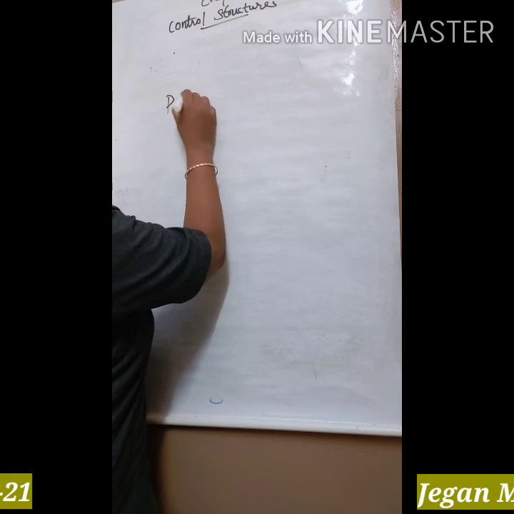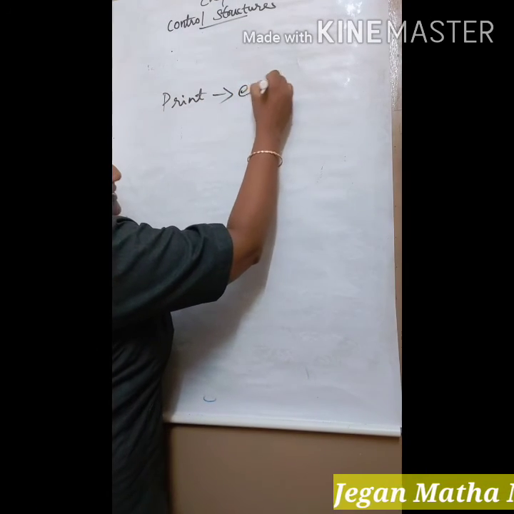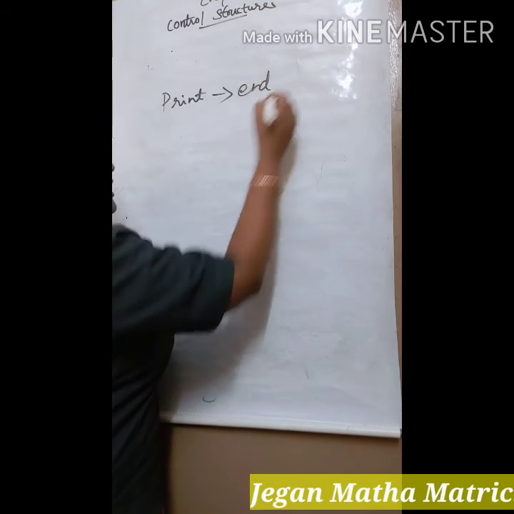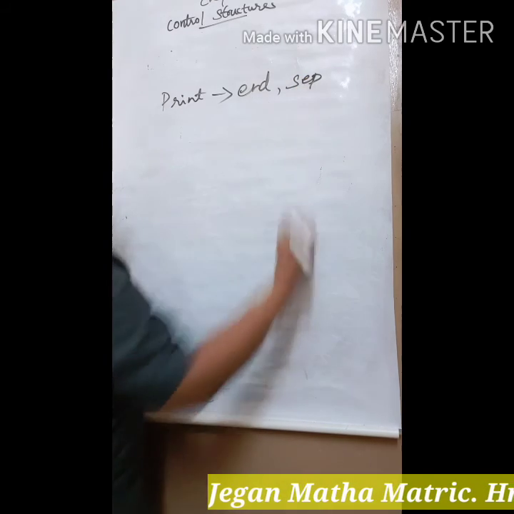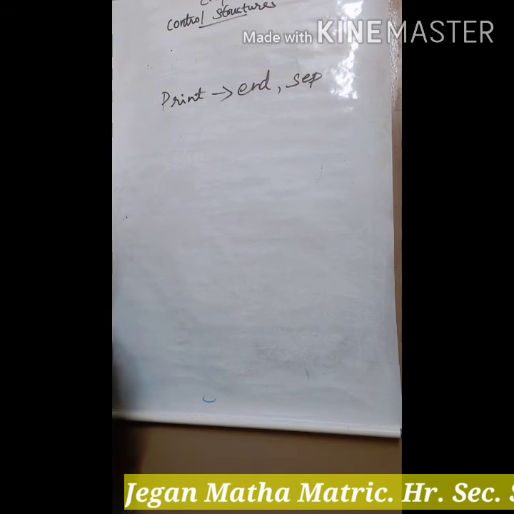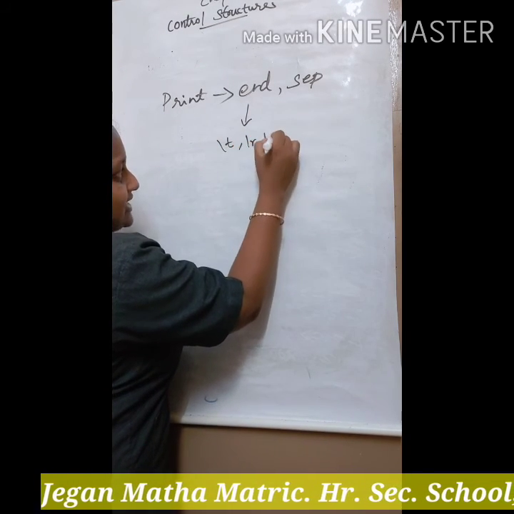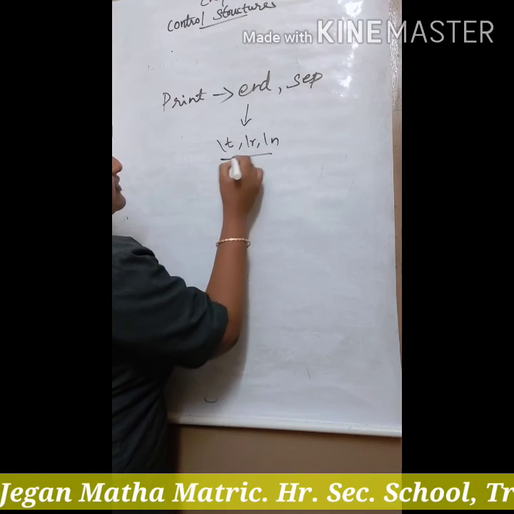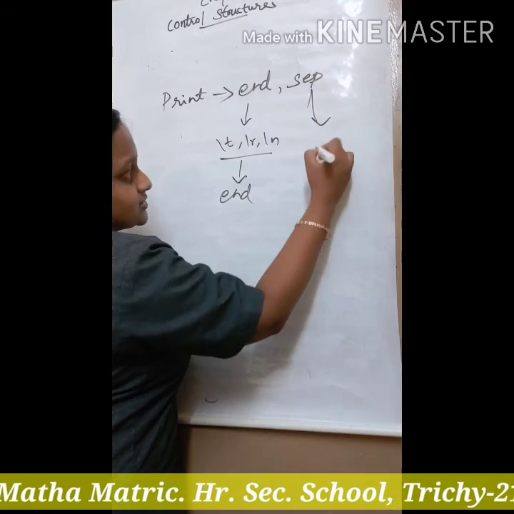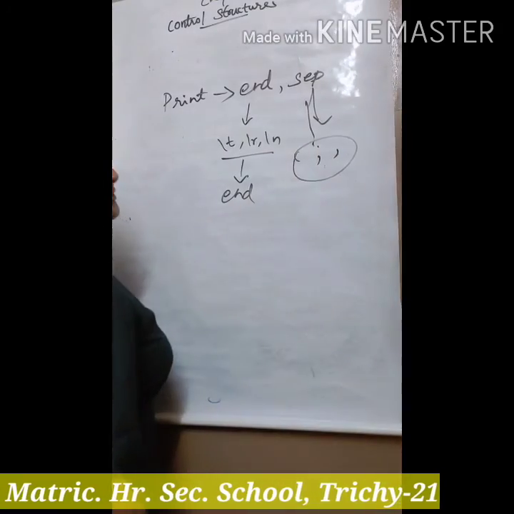So the print function can have two parameters: one is end, which we already used in the while loop, and another one is sep, the separator. Here these two are called parameters. If we use an escape sequence like \t, \r, \n, in that place we use the end parameter. In case we use a semicolon or comma, we use the separator.